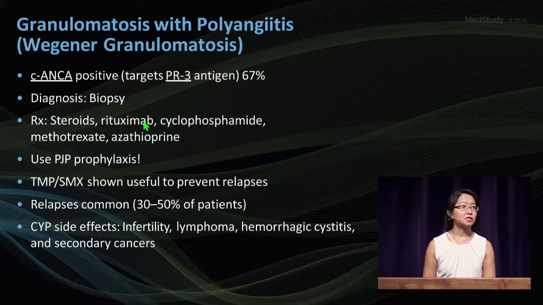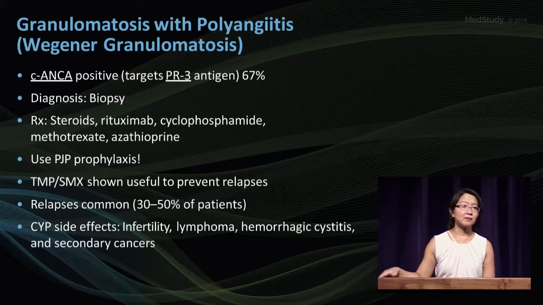Recently, there was a study published using rituximab to maintain remission. It's a pretty safe biologic. In patients who have GPA, always use pneumocystis jirovecii pneumonia prophylaxis. These patients, because their lungs are affected, have higher risk for pneumocystis pneumonia. Bactrim, or trimethoprim sulfamethoxazole, has been shown to help with PJP prophylaxis as well as prevent relapses of GPA. So it has a dual function here. Relapses are common in about 30 to 50% of patients.